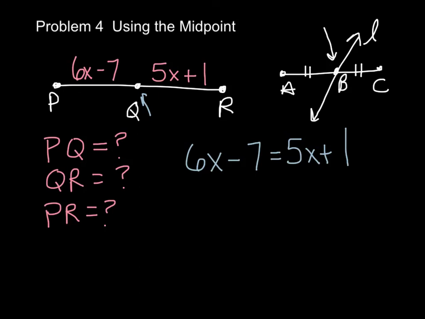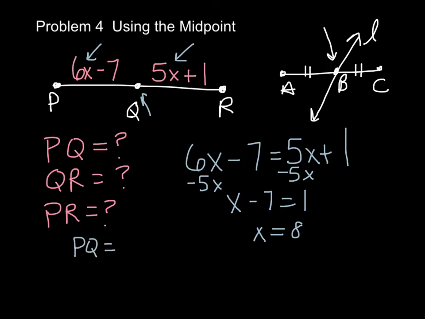Now you solve the equation. Subtract 5x on both sides. That gives me 1x minus 7 equals 1. Add 7. You get x equals 8. So I plug in 8 here and here. That means PQ, that would be 6 times 8, which is 48, minus 7, that'd be 41. QR is 5 times 8, which is 40. 40 plus 1 is also 41.